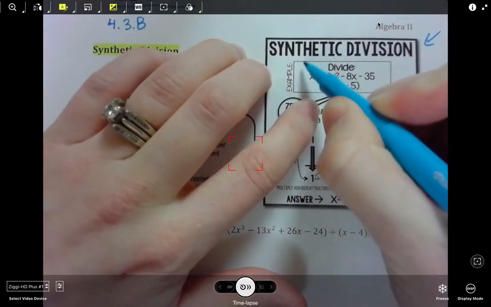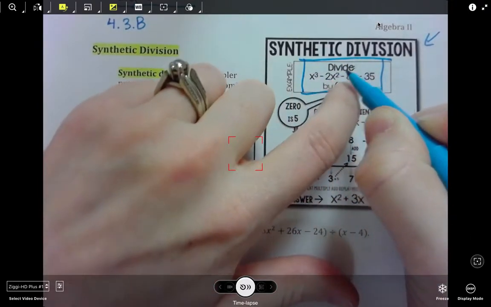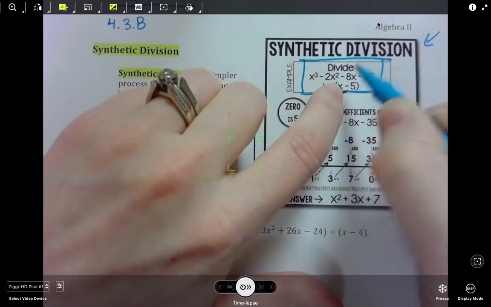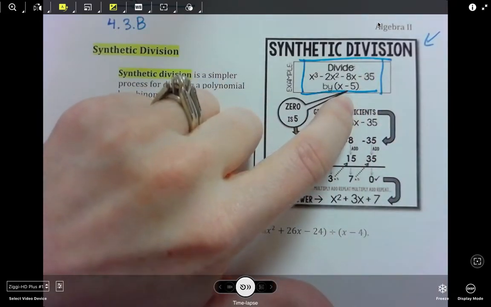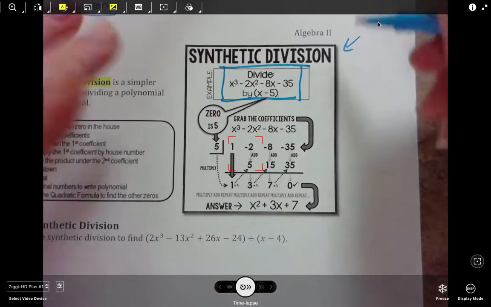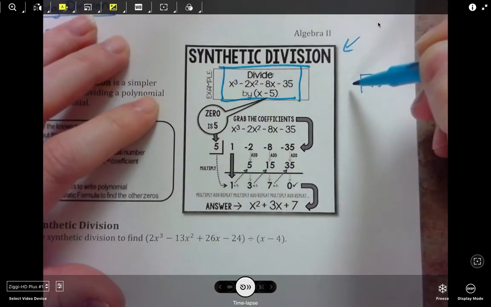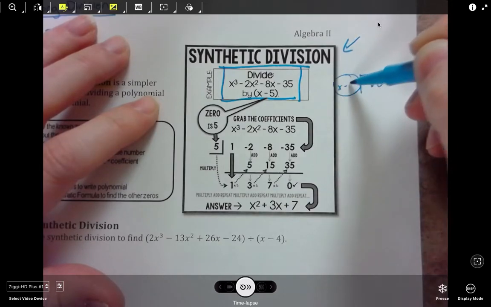They will give you a problem that starts out looking like this. They'll say divide this big polynomial, and this one has 4 terms, by x minus 5. Okay, great. So to do long division, like what we did yesterday, or whatever day it was, Friday, you would put the bigger term in the box, and then you'd put x minus 5 out here, okay?